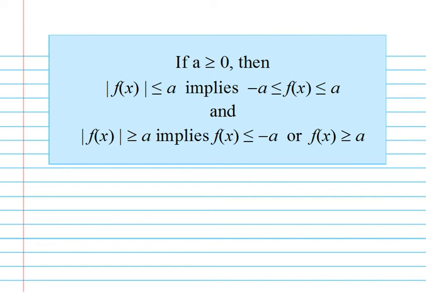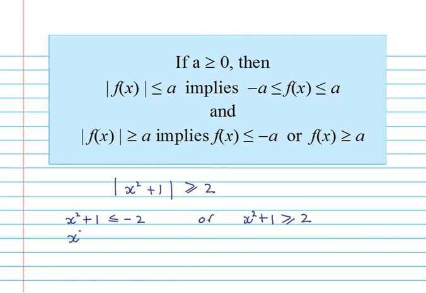So for example, if we had the modulus of x squared plus 1 has to be bigger than or equal to 2, then that means it has to be further away, 2 or more away from 0, so x squared plus 1 has to be less than or equal to negative 2, or x squared plus 1 has to be greater than or equal to positive 2.